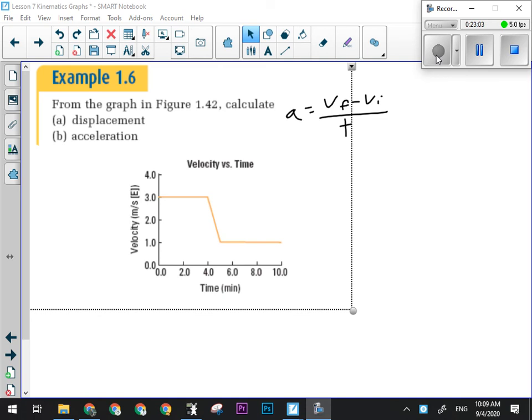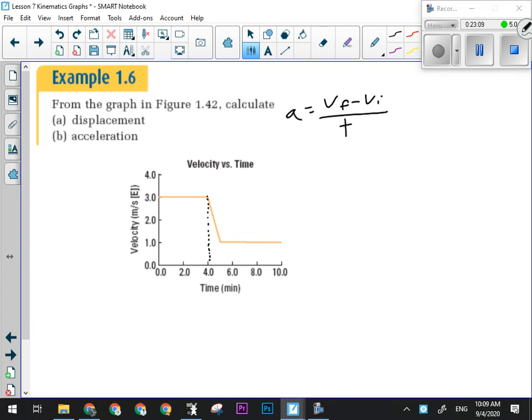So first off, if I want to calculate the displacement, I need to recognize what kind of motion is going on in each part of the graph. This first part of the graph, from 0 to 4 seconds, the object is doing what? Moving at a constant velocity of 3 meters per second east. So to calculate the displacement for that part, d equals v times t, so that's 3 times 4, which is 12 meters east.